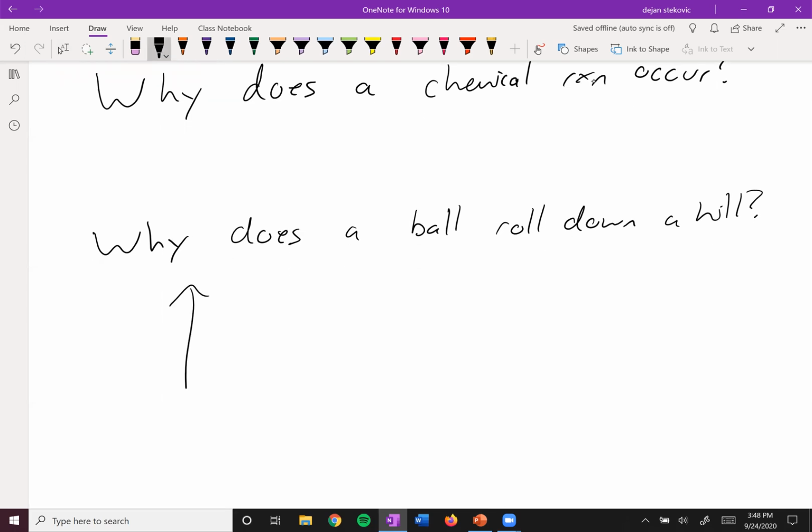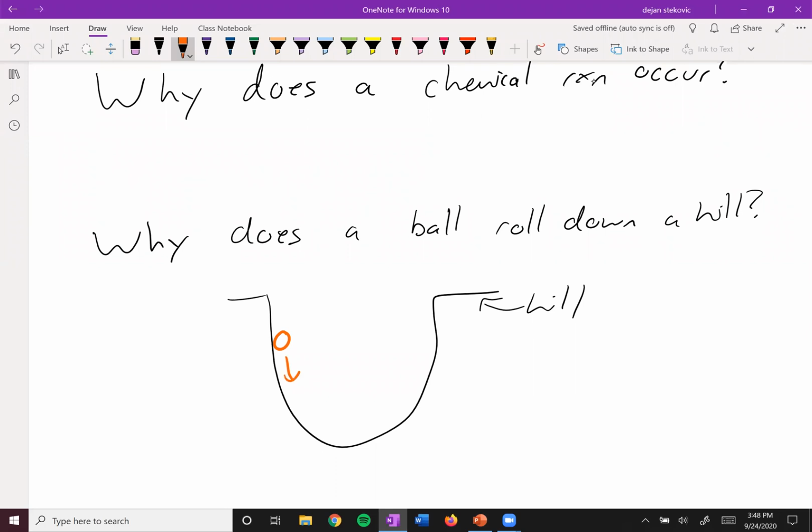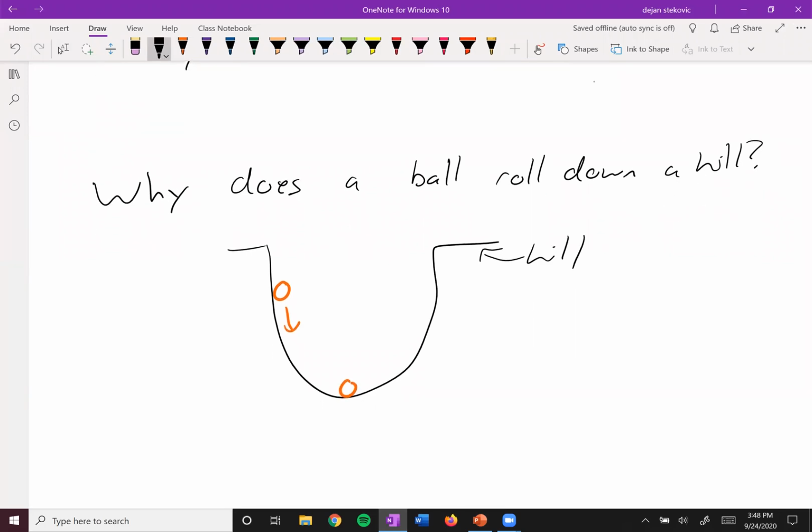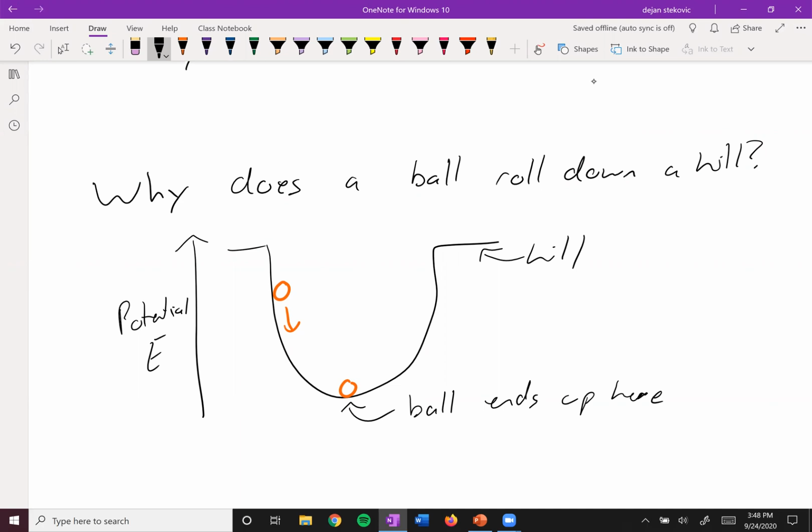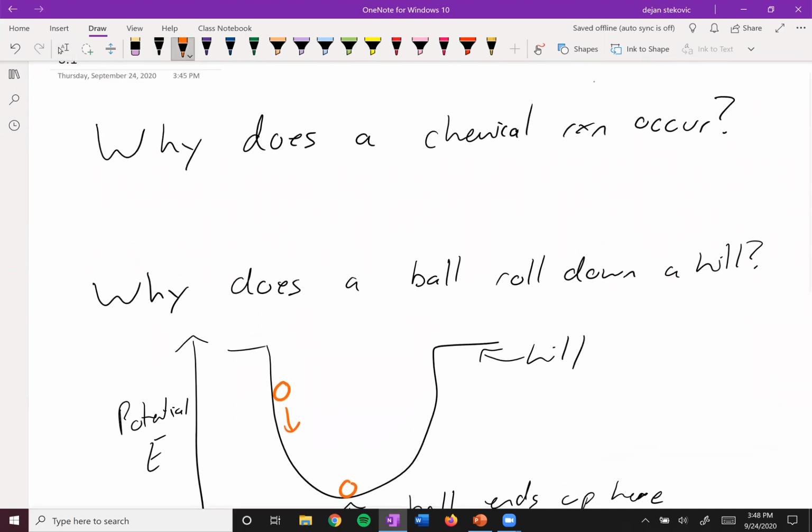All right, so if we think about a ball rolling down a hill, I've got my hill right here. If I place a ball right here, it's going to roll down into the bottom of the hill and it's going to end up there. And so if we think about it, this is a minima, right? It's the smallest point here. And so if we think about this as potential energy, the ball will end up in this minima. And so that's the same thing with chemical reactions. They occur to get to a lower potential energy.